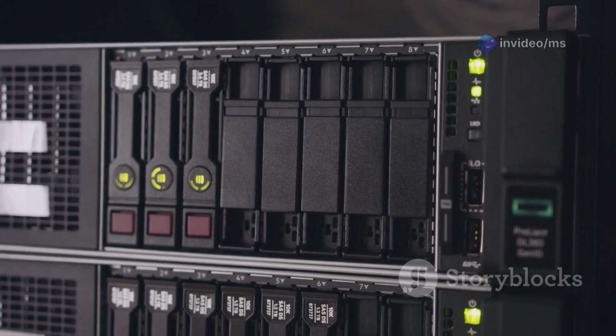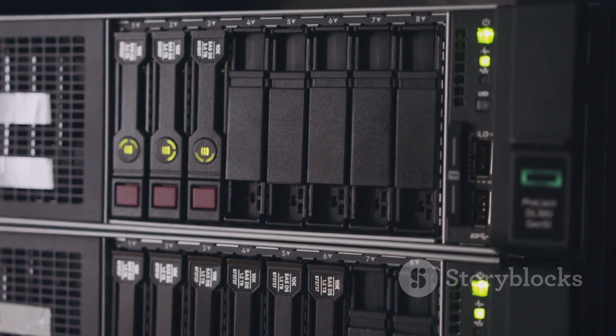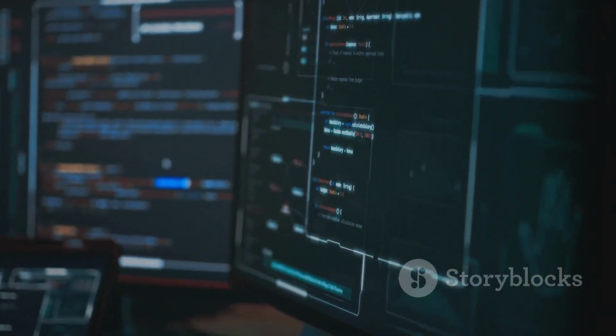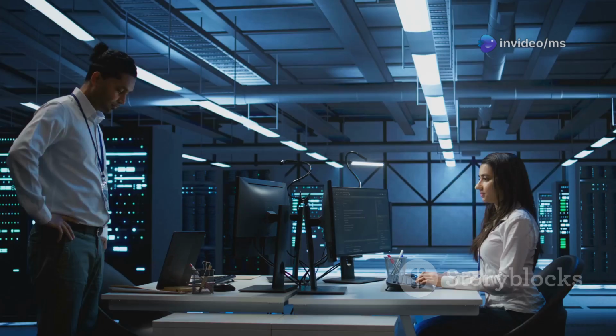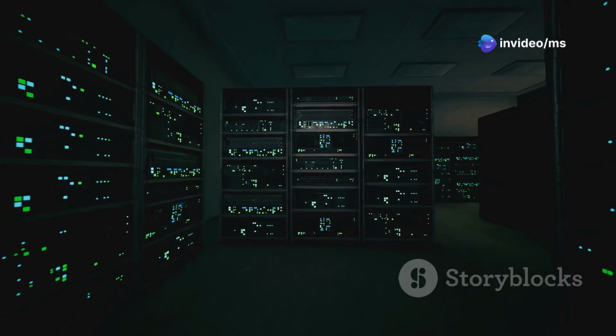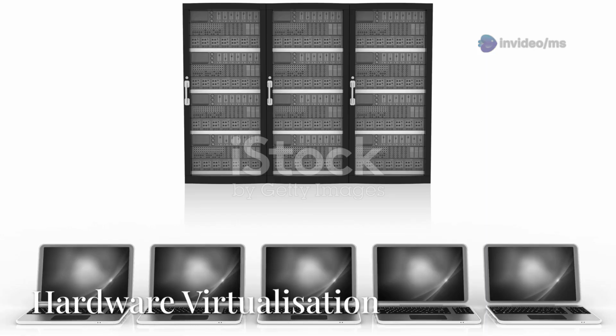Type 1 runs directly on hardware, used in data centers and cloud environments. Type 2 runs on an existing operating system, like VMware Workstation and VirtualBox. Hypervisors isolate VMs, enhancing security and stability. If one VM crashes, others remain unaffected.